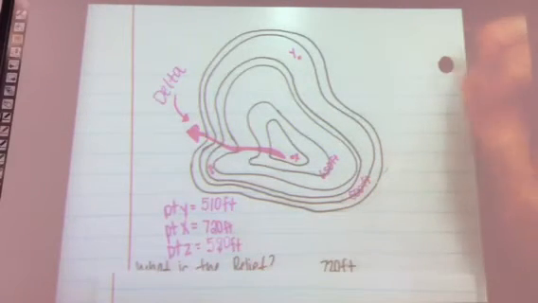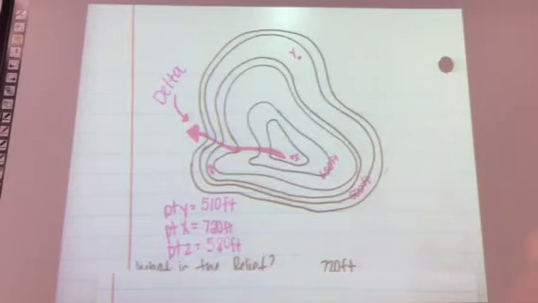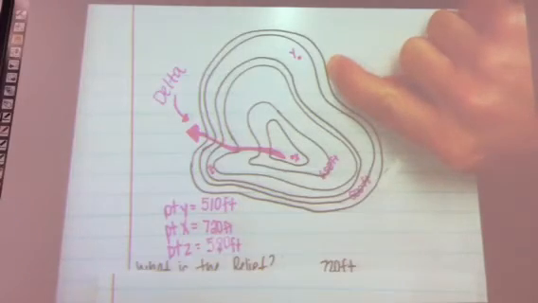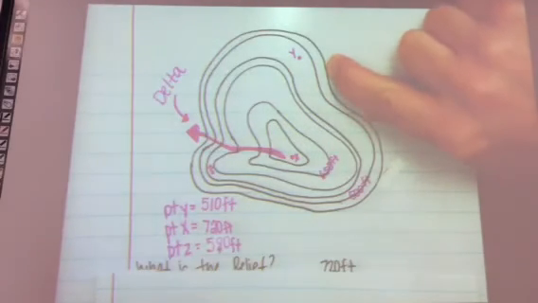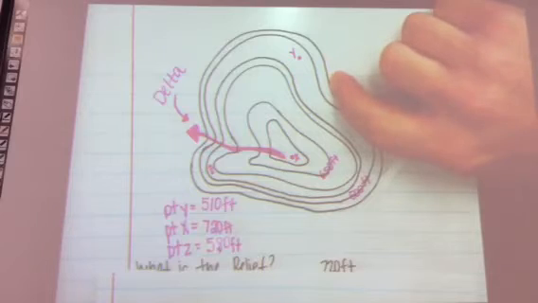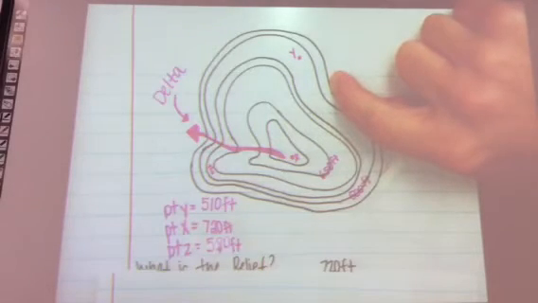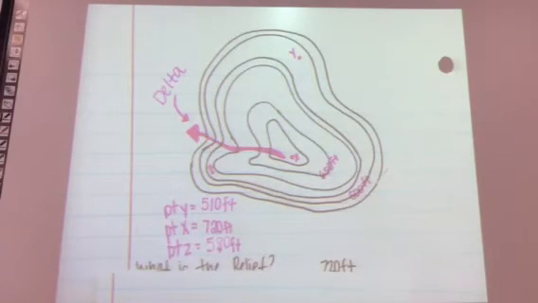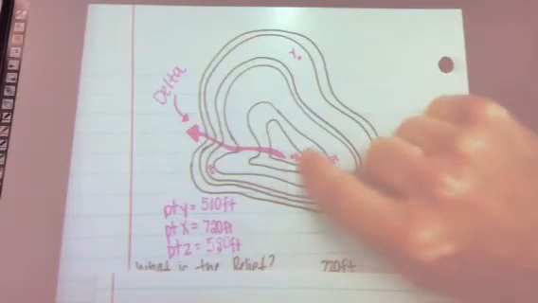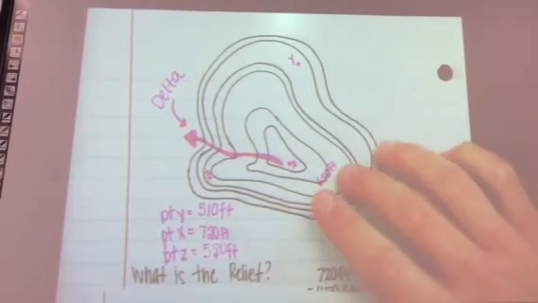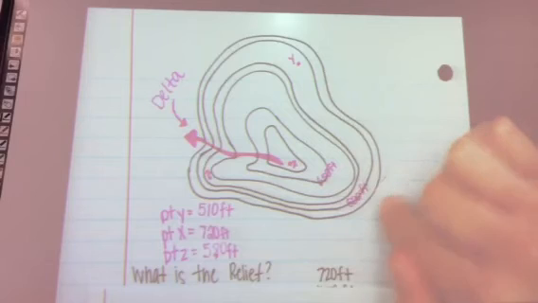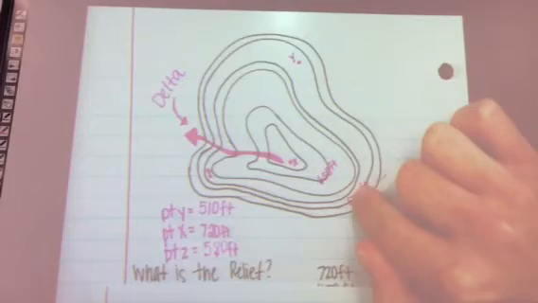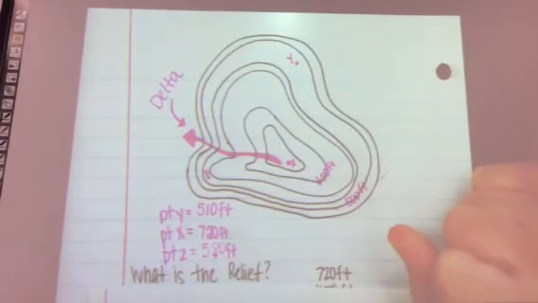But my lowest point does not mean it has to be a point. My lowest point is going to be my lowest contour line. Okay, my lowest point will be my lowest contour line. Would your relief always be the highest number? Your relief is always the highest minus the lowest. That's a vocabulary word. So you take your highest, which is 720, and we got to figure out our lowest still. So in order to figure out our lowest point, we've got to look at what is going to be the interval of my contour lines, my contour interval.